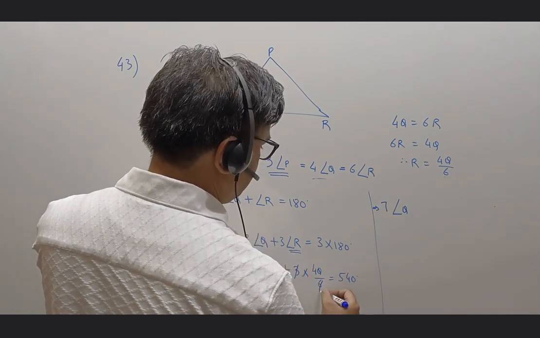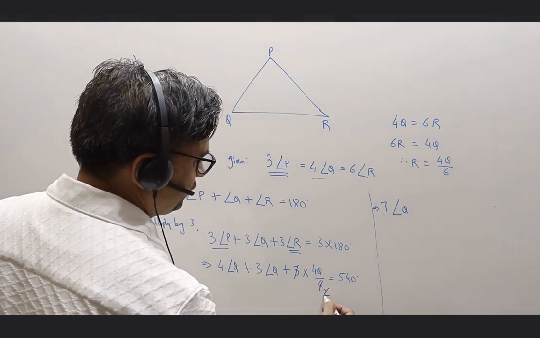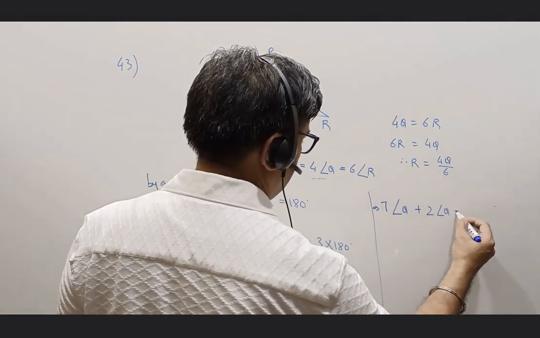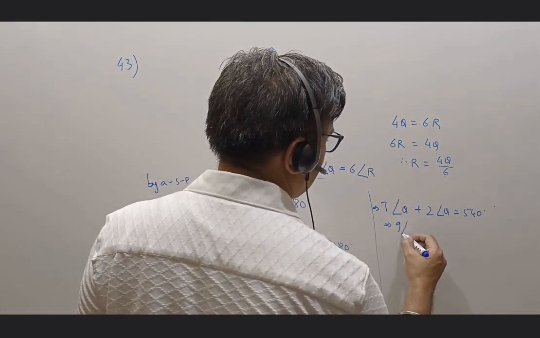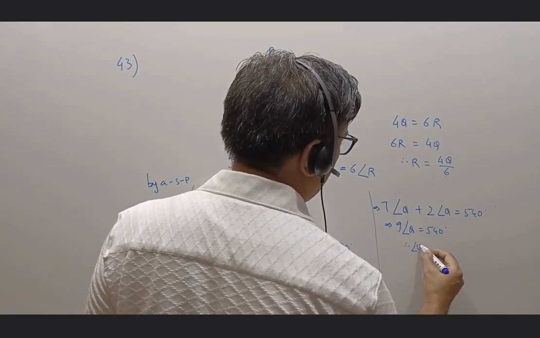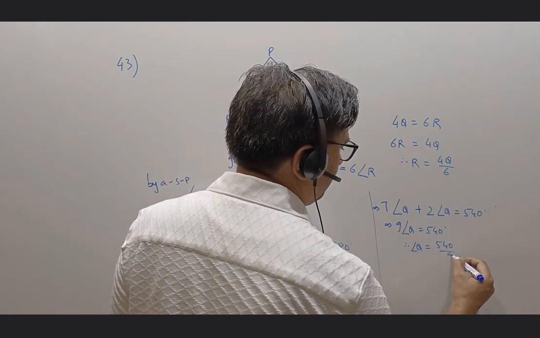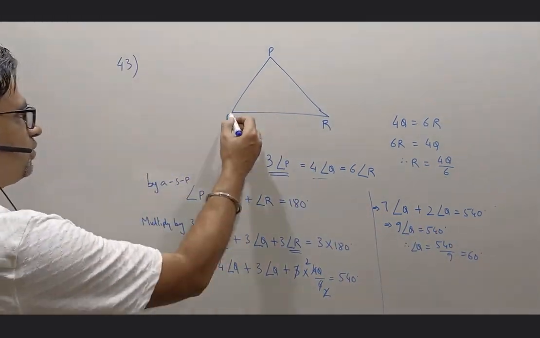Plus, you can cancel this and this, 2 and 2. So 7Q plus twice of angle Q becomes 540. That implies 9 times angle Q is equal to 540. Therefore, angle Q is equal to 540 by 9, which is 60 degrees. So angle Q is equal to 60 degrees.